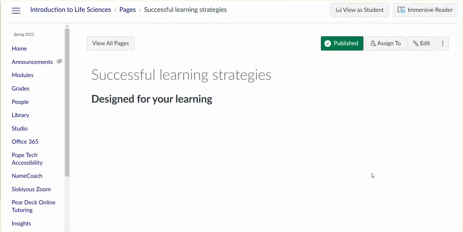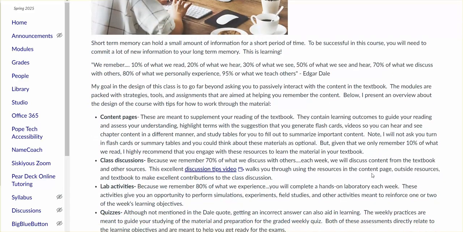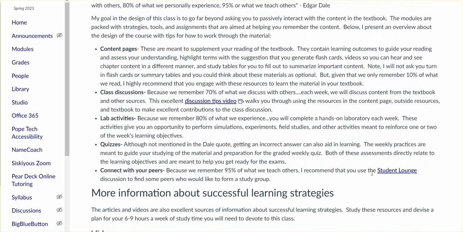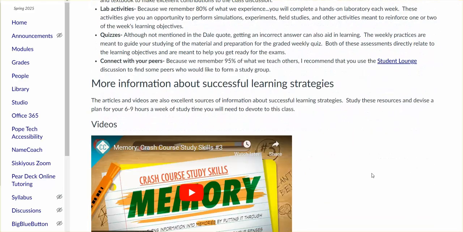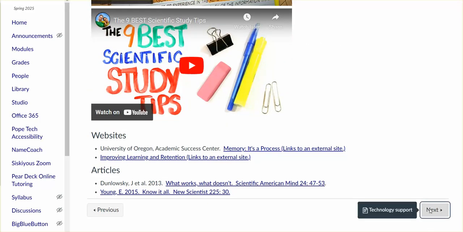Here's some tips about learning strategies. I've gone through each of the different components in our class and kind of described how I hope they will contribute to your learning. And then here's some resources just about learning strategies in general.